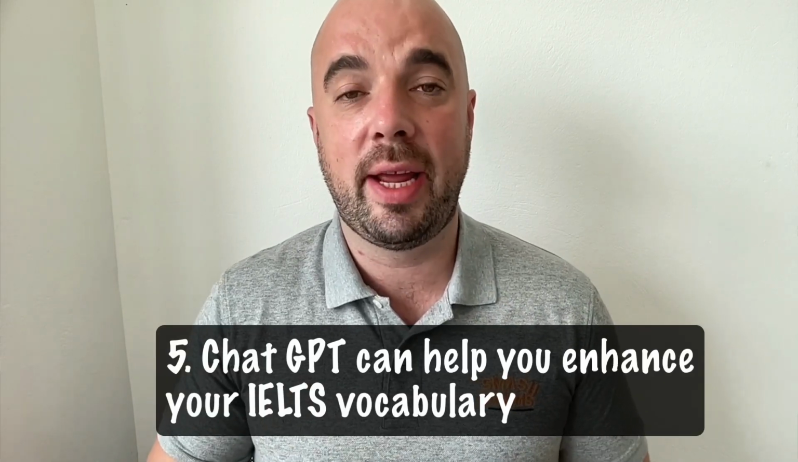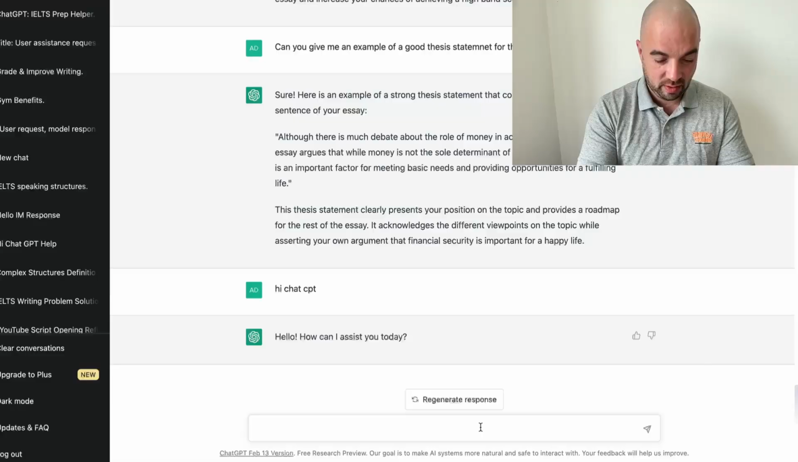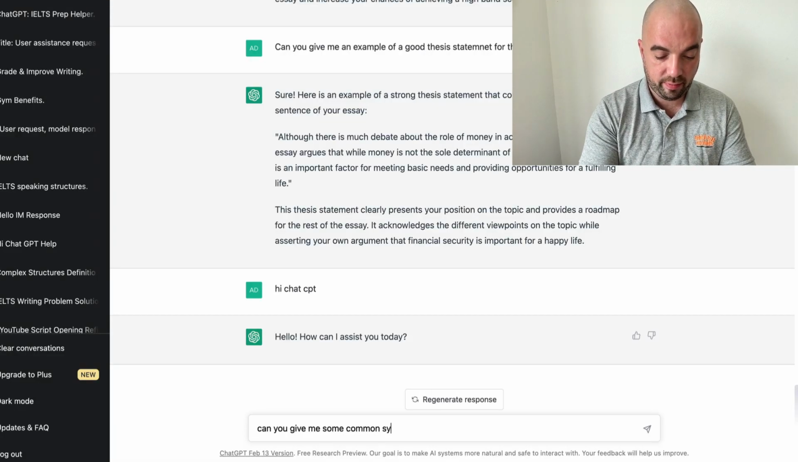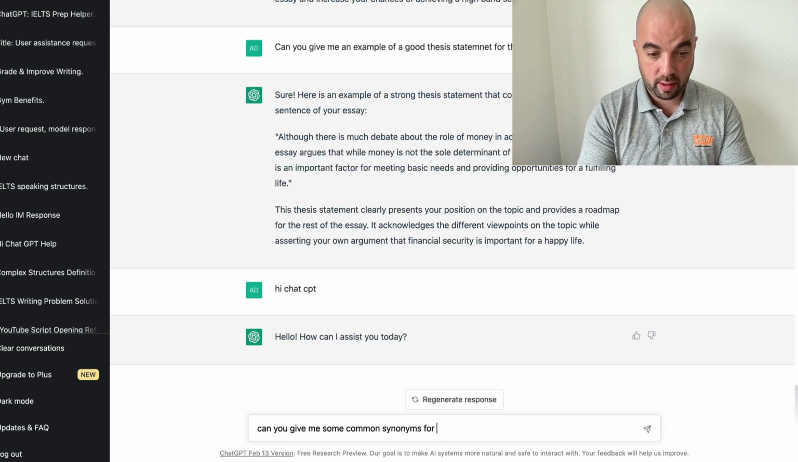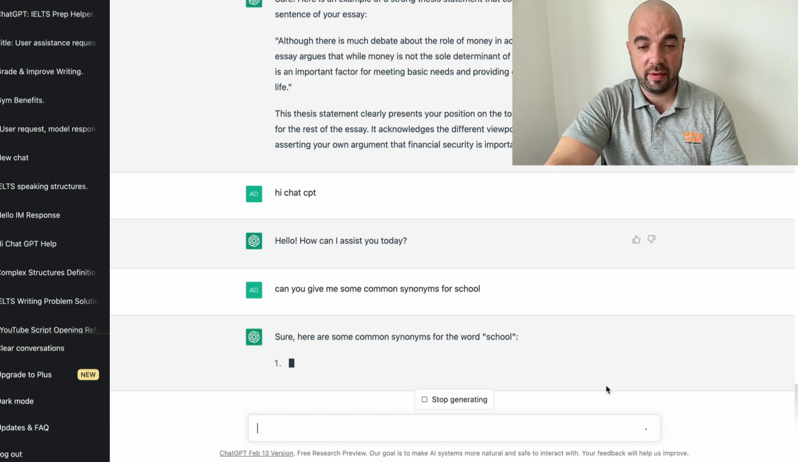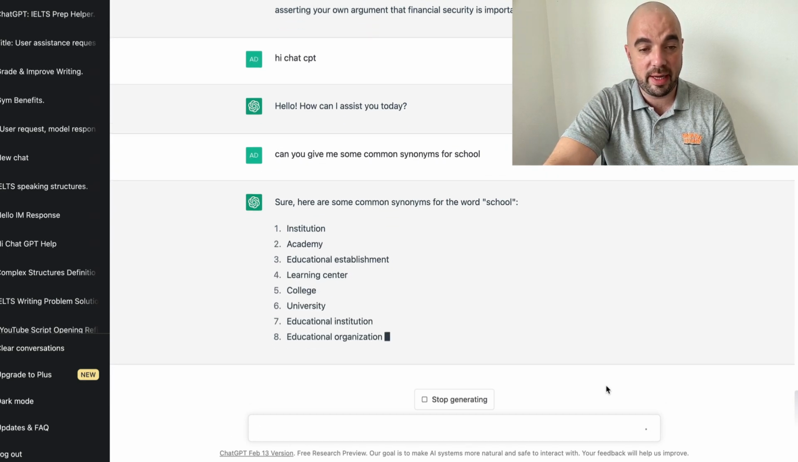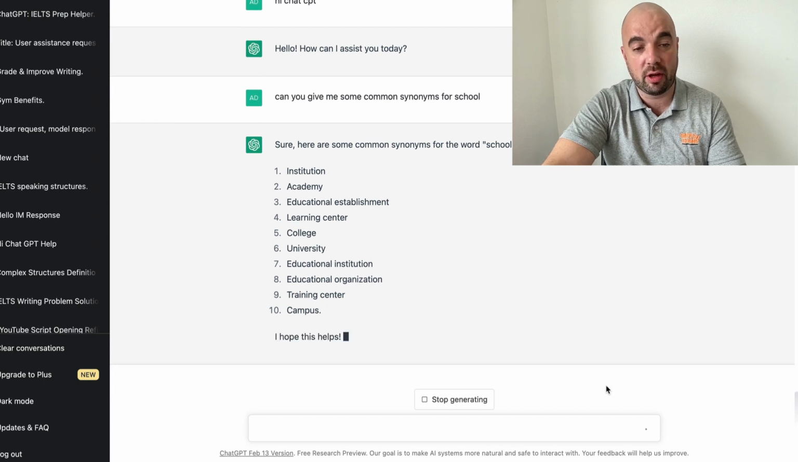What else can it do? ChatGPT can also help you enhance your vocabulary in a natural way, just by having conversations with it. For example, you could say things like, can you give me some common synonyms for, let's see, what's one that comes up often in IELTS? Schools. It says here are some common synonyms for the word school: institution, academy, educational establishment, learning centre, college, university.